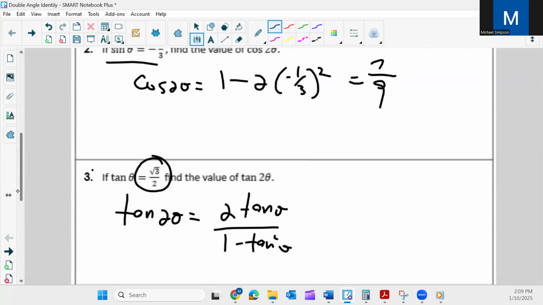So we're given tan theta, you put in square root of 3 over 2. So that gives you 2 times square root of 3 over 2, over 1 minus the fraction squared. Everybody see that? Finish the rest.